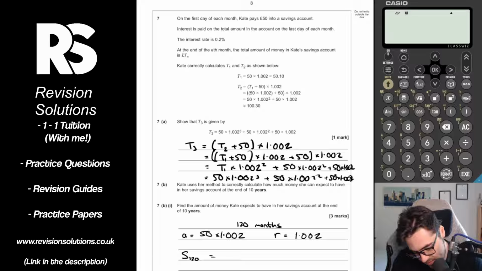That would be a 1 minus r to the n over 1 minus r, which is going to be 50 times 1.002, times 1 minus 1.002 to the power of 120, all over 1 minus 1.002.